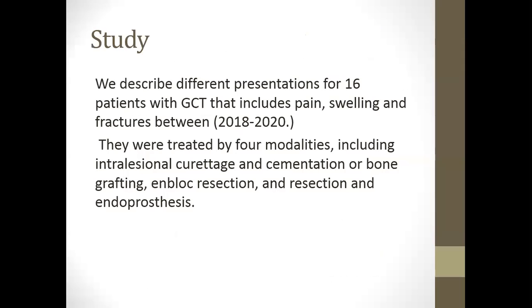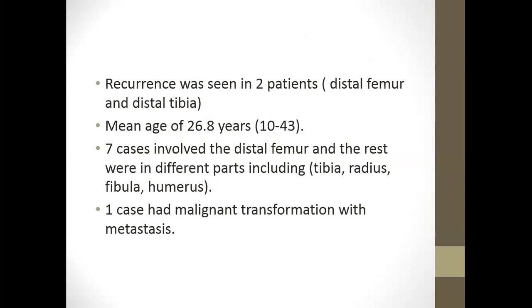In our study, we described different presentations for 16 patients with giant cell tumor, including pain, swelling, and fractures, between 2018 and 2020. They were treated by 4 modalities, including intralesional curettage, cementation or bone grafting, en-bloc resection, and resection with endoprosthesis. Recurrence was seen in 2 patients, one of the distal femur and one of the distal tibia. Mean age was 26, and 7 cases involved the distal femur, the rest distributed between the tibia, radius, fibula, and the humerus. 1 case had a malignant transformation with metastases.